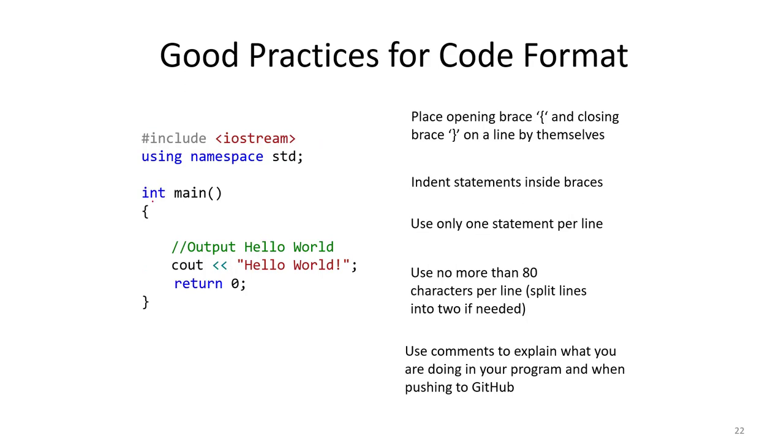So another very important practice is braces. So you want to make sure you place the opening and closing brace on a line by themselves. The opening brace can also be placed right next to the function. Some programmers prefer to do that, but either way, the opening brace must be either right next to main or on its own line. And then the closing brace must be on its own line by itself. This improves readability.